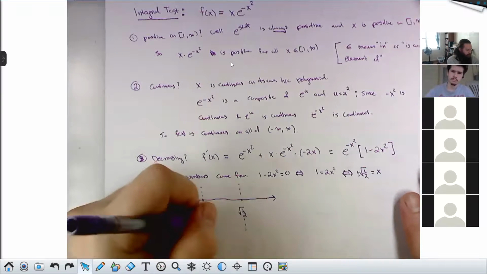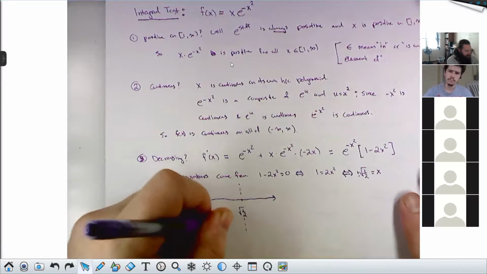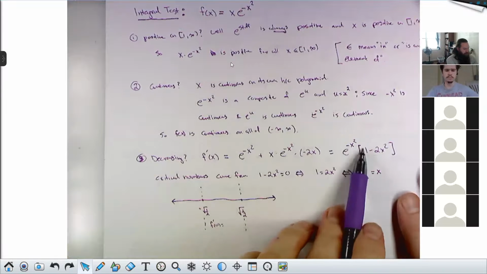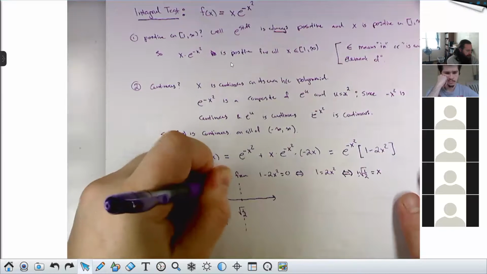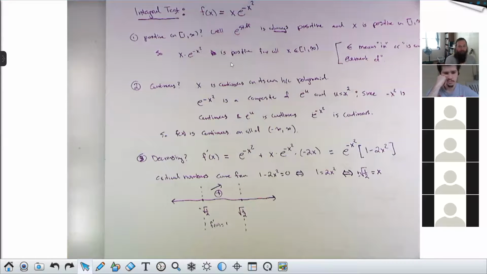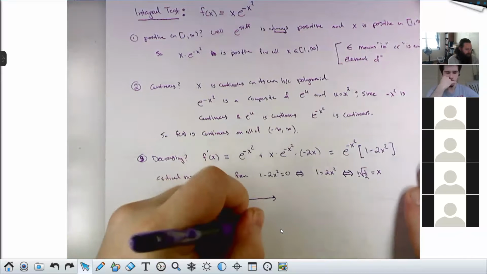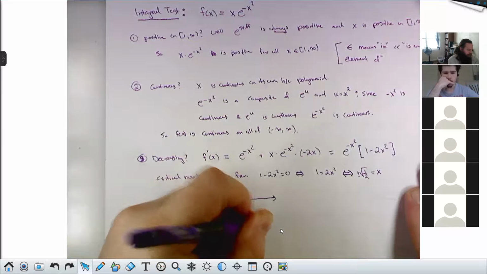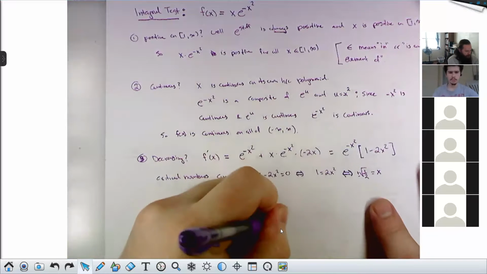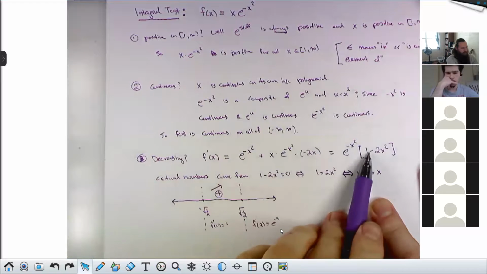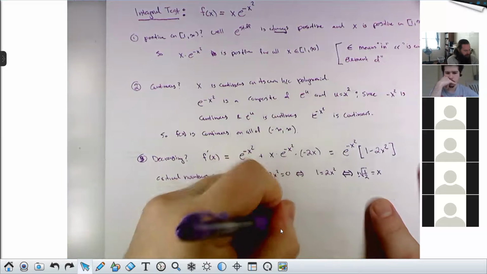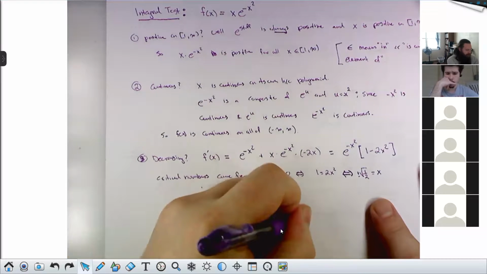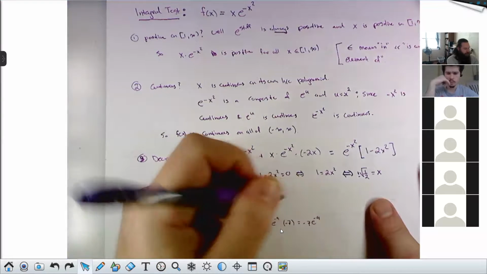If we test 0, f prime of 0 is e to the 0 times 1 minus 2 times 0. That's 1. So my derivative is positive in here, which means my function is increasing in here. And then if we test something to the right, like f prime of, say, 2, that would be e to the negative 4 times 1 minus 2 times 2 squared. 2 squared is 4, 4 times 2 is 8, 1 minus 8 is negative 7. So this is negative 7 e to the negative 4, which is definitely negative.